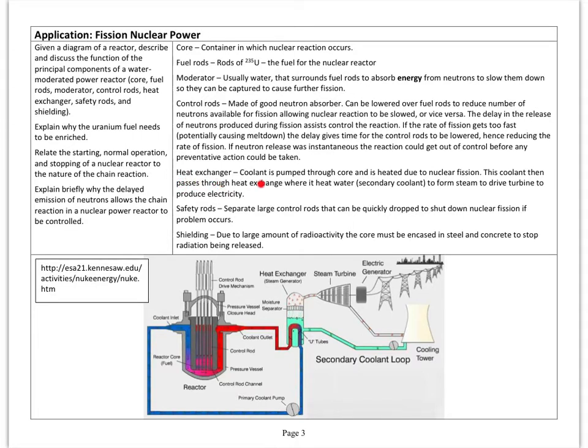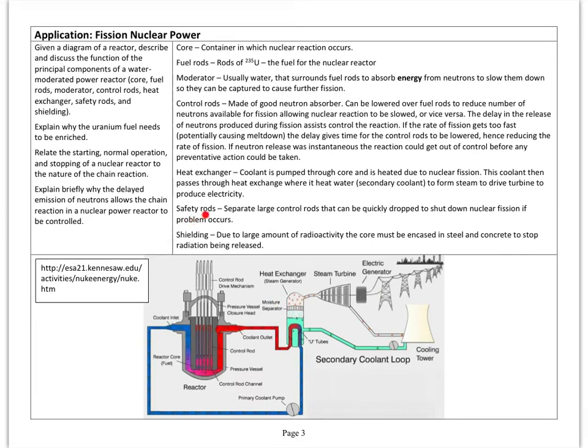There's also a heat exchanger, so the coolant is pumped through the core and is heated due to nuclear fission through the core, heated in the red. This coolant then passes through a heat exchanger where it heats water, the secondary coolant, to form steam to drive a turbine to produce electricity. So this heats up this water, and produces steam.